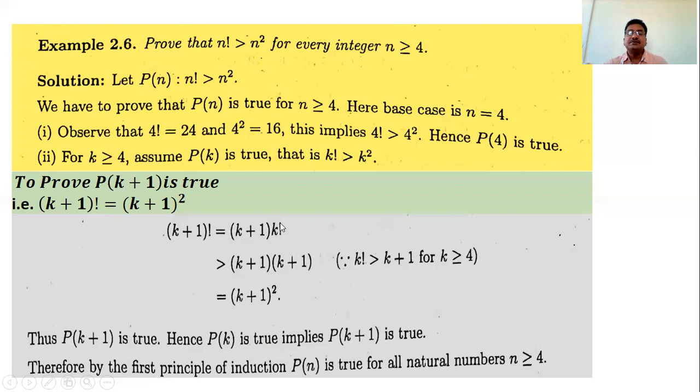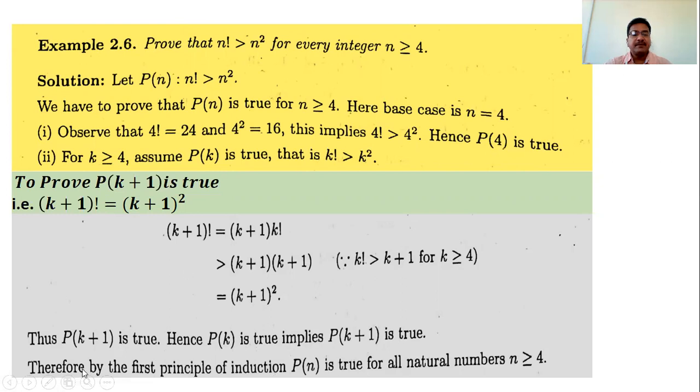So write here k plus 1 factorial as k plus 1 into k factorial, and replace this k factorial by k plus 1. But what is the sign? It is greater than, because k factorial is replaced by a smaller quantity, since k plus 1 is smaller than k factorial. So write the greater than sign here; this side is larger than this side. And k plus 1 into k plus 1 becomes k plus 1 square. So what do we have? k plus 1 factorial is greater than k plus 1 square, and that is, the result is true for k plus 1. Hence Pk true implies Pk plus 1 is true.